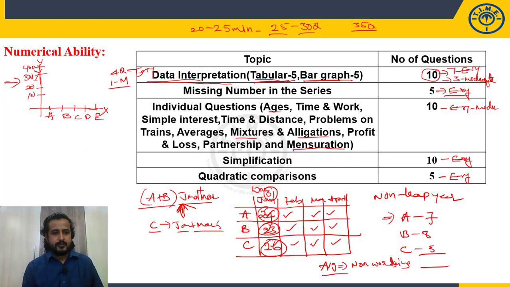400. That's it. The number of people working in a company is given like this, up to 400 is given, up to 500 is given. Like this kind of bar is given for the number of people working in a company.